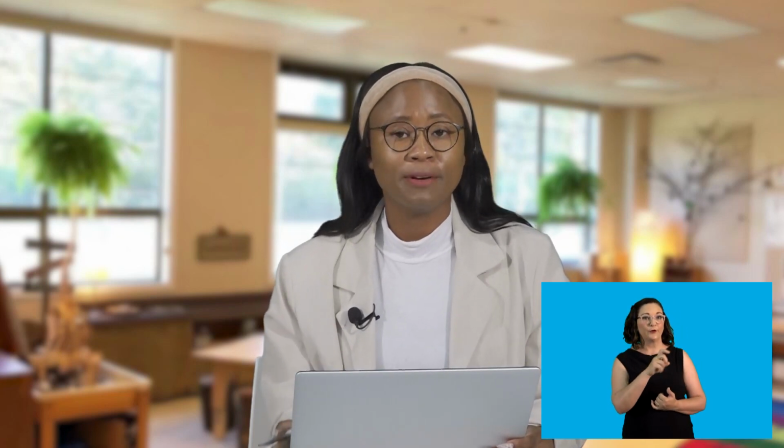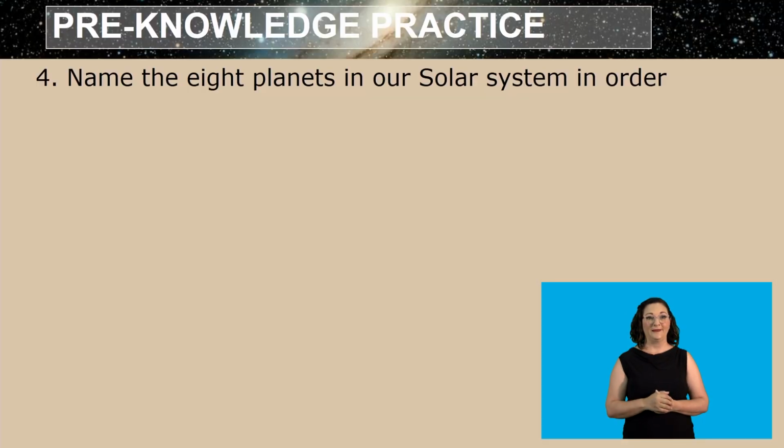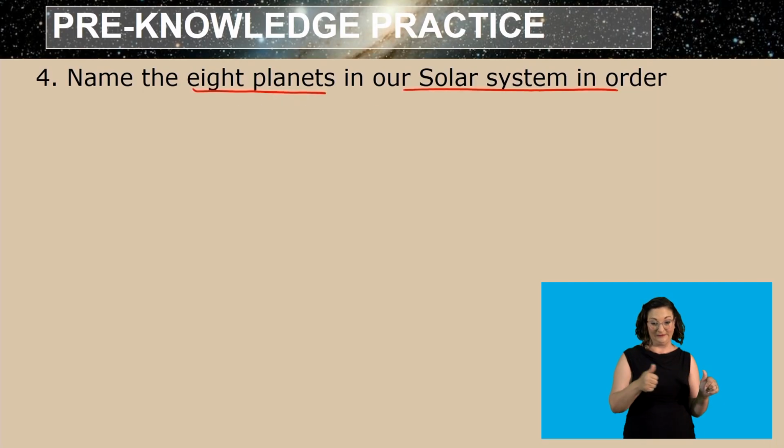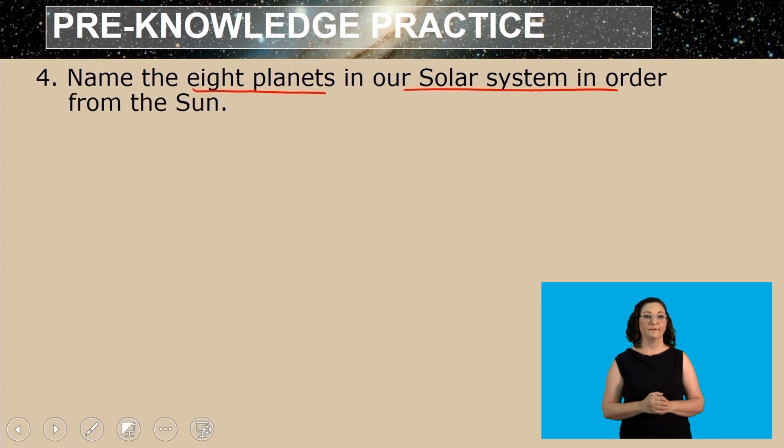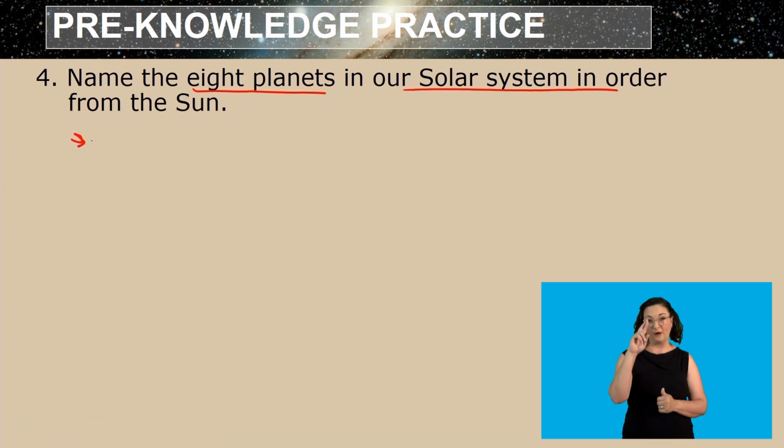All right. Now let us look at question number 4. Question number 4 says, name the 8 planets in our solar system in order from the sun. Remember, we have that sentence that helps us to identify how we put the planets in order from the sun. Always just write it on the side. It's going to assist you to answer the questions correctly.